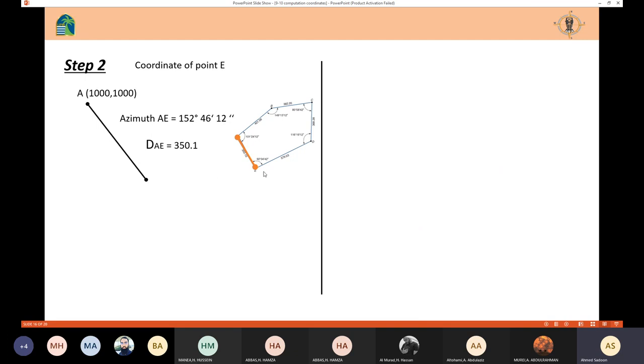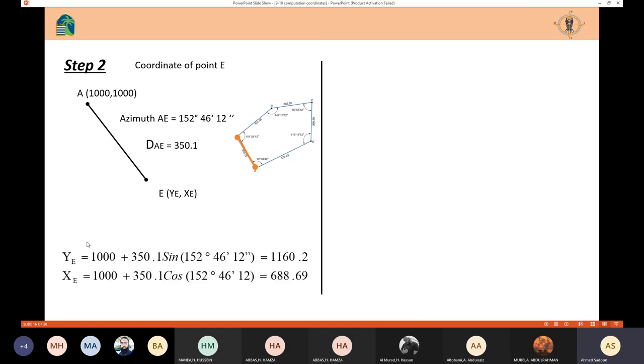In this case, I'm gonna use the coordinate of a point case. Regarding the traverse computation, we say that we have two cases. The first case is the inverse problem, and the second case is the coordinate of a point. This is the coordinate of a point. So I'm gonna determine the value of YE and XE. YE is gonna be YA plus the distance, which is DAE, times sine the azimuth. So the value of YE is gonna be the value of YA, which is given here, plus the distance of the line AE, this one here, times sine of the azimuth, which is given there. So this one represents the value of YE.